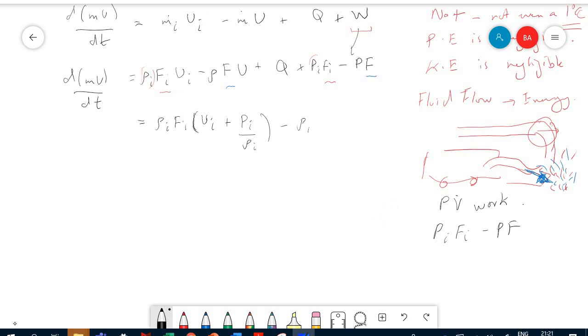And if you continue with the other terms, it's rho times F, so that is rho F. And similarly, U plus P over rho.